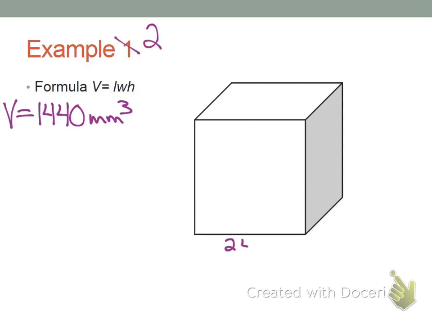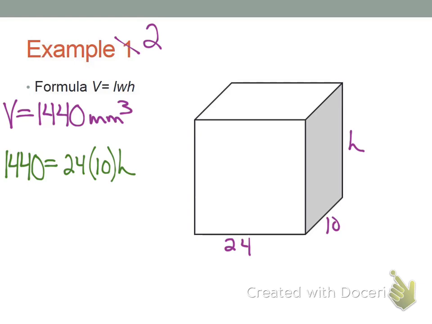Okay, now what if you know volume and you're asked to find a different part of the dimension? So now they give you volume and you have to solve for what? Height. You have to solve for height. Okay, no big deal. Just plug in your numbers. Plug in 1440 for volume, 24 times 10 times h. Well, how would I solve for h? How do you think? How would I solve for h?